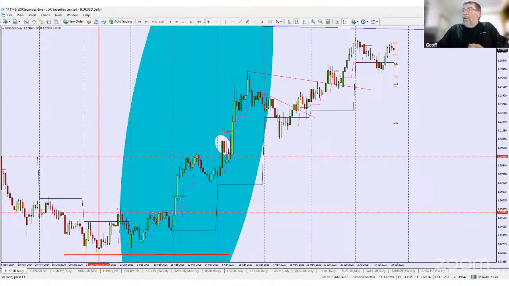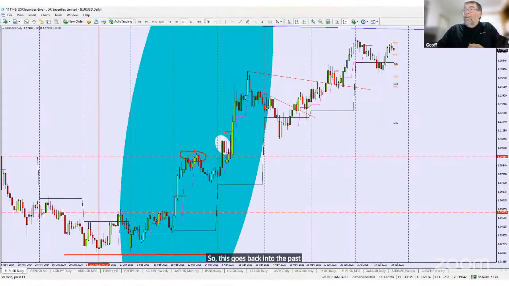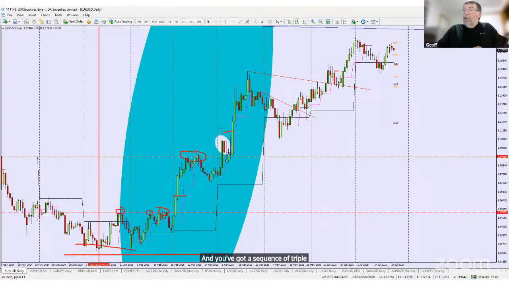The two red horizontal lines on my chart are horizontal levels that I respect, or the market respects. This goes back into the past, but you can see here it's been resistance, resistance, resistance. And once that resistance is broken, then happy days, away you go. Didn't get a retest here on this one, but that's such a strong candle.